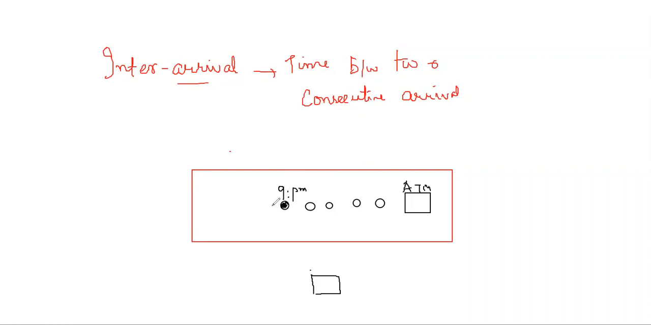Now when the new customer arrives, the observer will start observation from 9 p.m. He sees that at 9 p.m. a customer has arrived. Now, how long after, at what time, the new customer arrives, that will be the inter-arrival time. That is the time between two consecutive arrivals. One customer arrived at 9 p.m. Now he is observing when the new customer will arrive. Suppose the new customer arrives at 9:10 p.m. Then we can say that 10 minutes is the inter-arrival time.